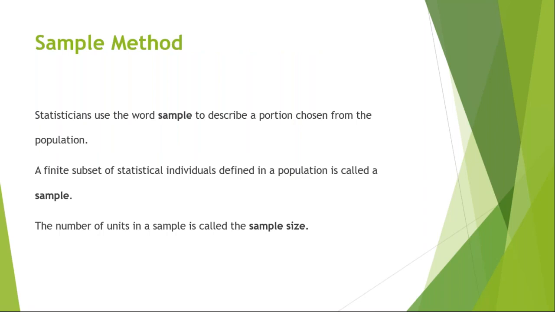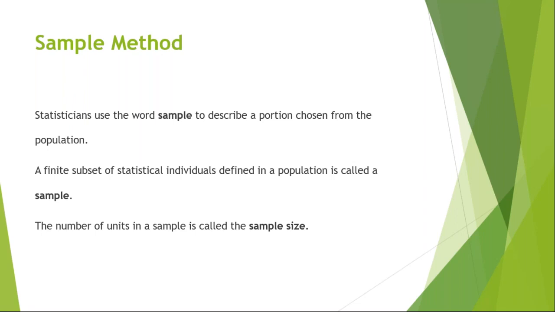So the second method of collecting information in a population is the sample method. Okay, the sample method, according to statisticians, describes a portion chosen from the population. This is usually done because the population is infinite. It is not possible to use all the units or to include all the elements of the population. So what we do is collect a portion from that population. Now that portion you collected will represent the entire population.